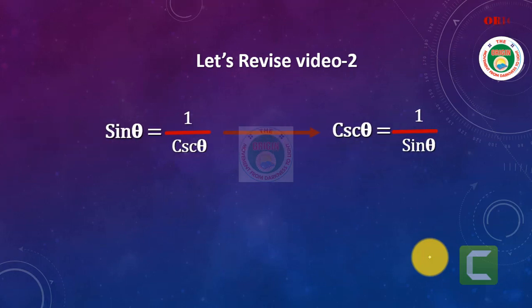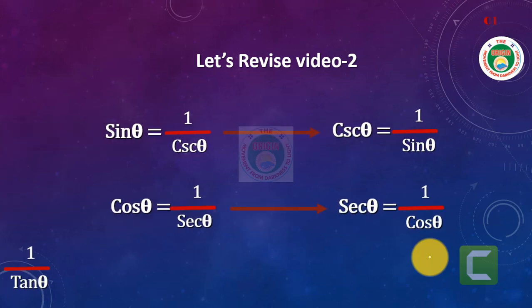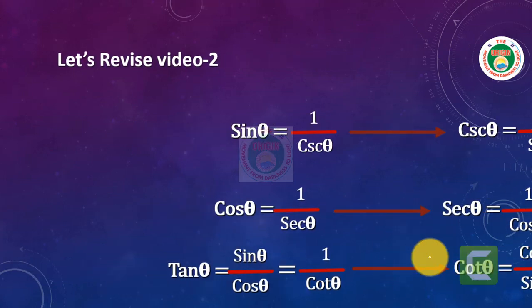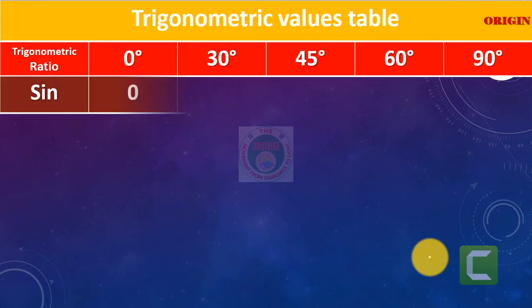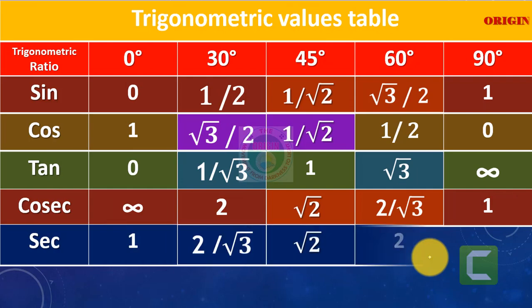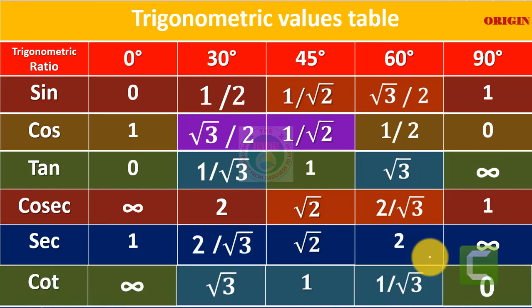Let's revise video 2: Relationship between trigonometric ratios. Let's revise video 3: Trigonometric values table. Basic values 0 degrees to 90 degrees.